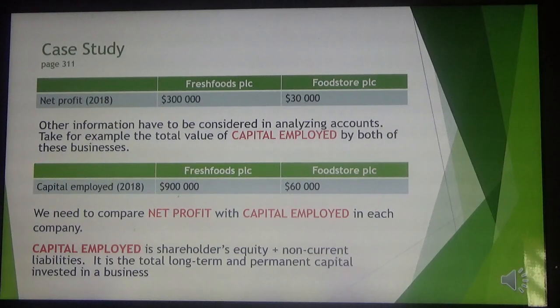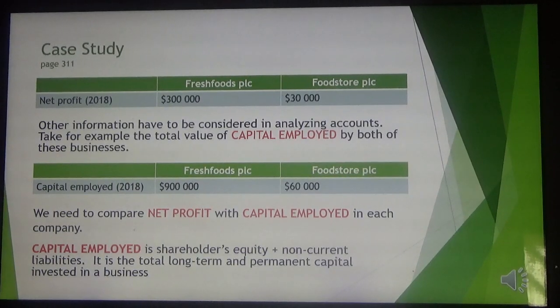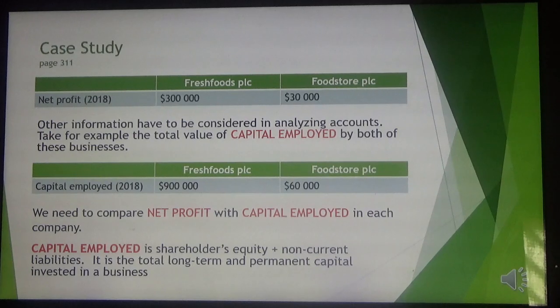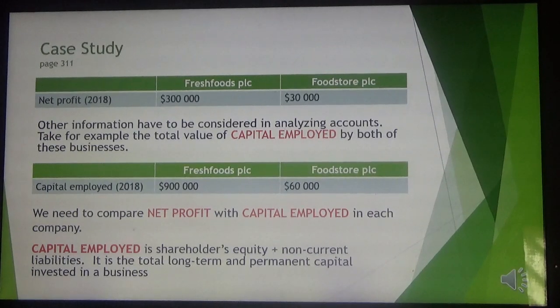Now we shall be taking the different ratios for us to be able to enhance our decision making given all these liquidity and profitability ratios. Okay.